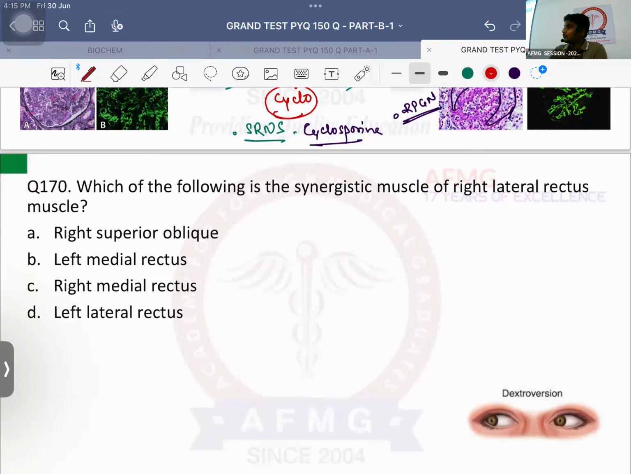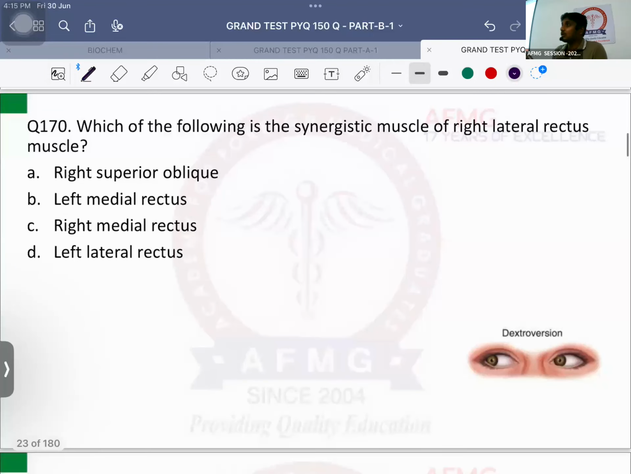So in both, the history will be of sore throat or impetigo. 2 to 3 days later is IgA, 2 to 3 weeks later is PSGN. That's how you differentiate it. Okay? Age is not always a differentiating feature, because IgA can be seen in children also. Remember this. Question number 170. Which of the following is the synergistic muscle of the right lateral rectus muscle?